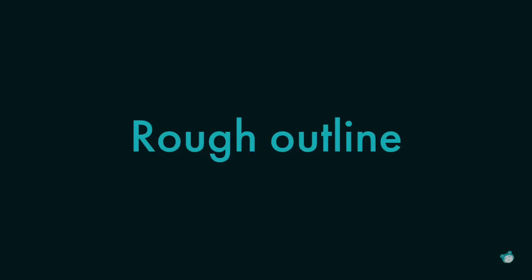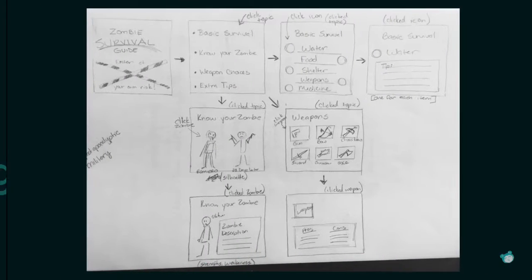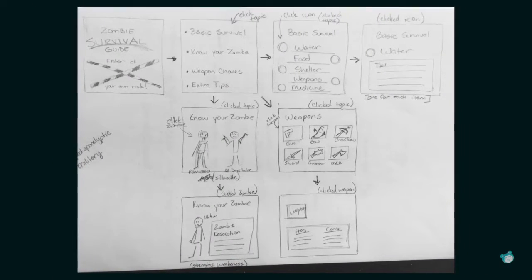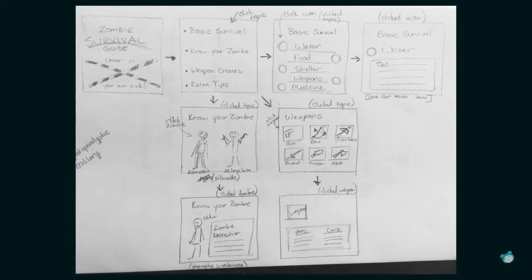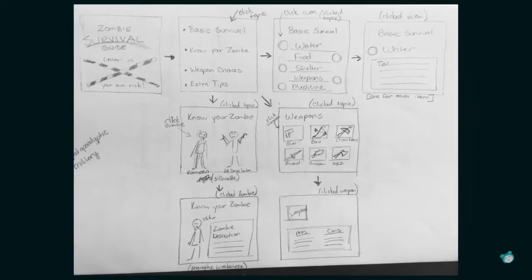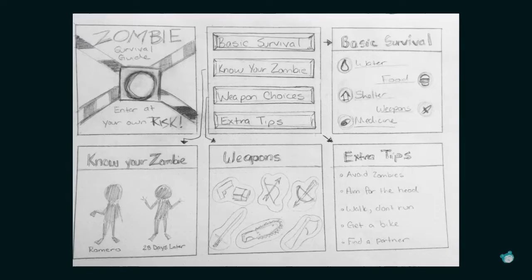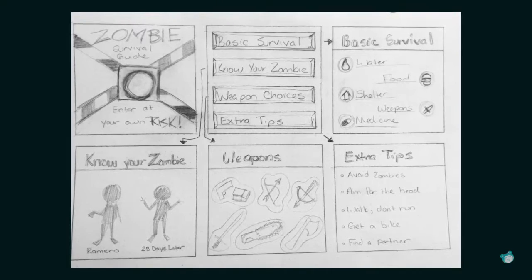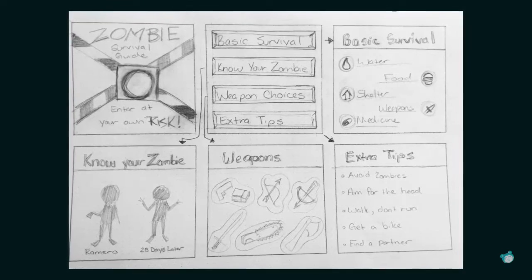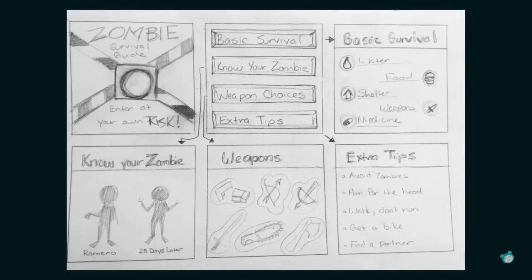Once I compiled all my ideas together, I began to work on a rough outline. I decided what information I wanted to include in the Zombie Survival Guide and began to lay out how I wanted things to look. As I finalized the idea, I began to tighten and clean up my rough draft to make sure that everything laid out as I wanted it to.